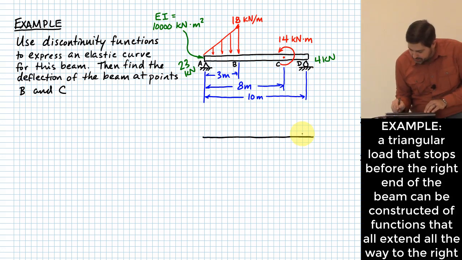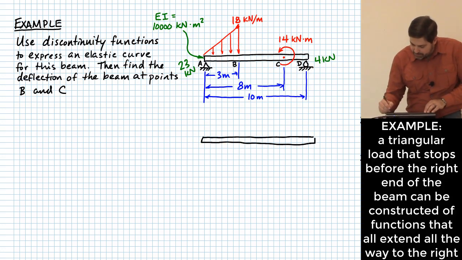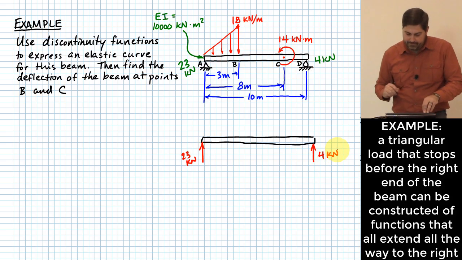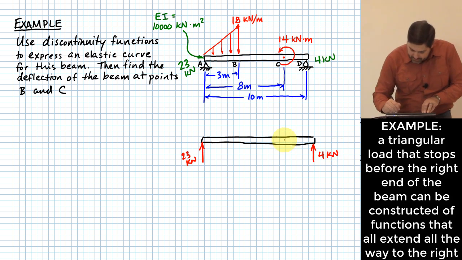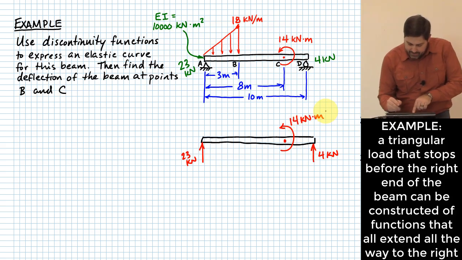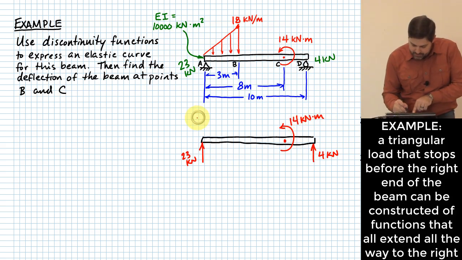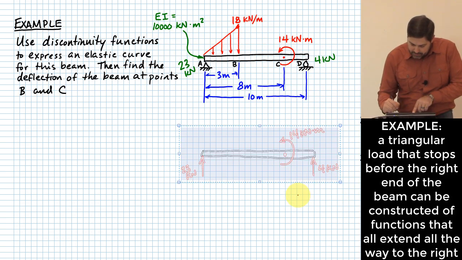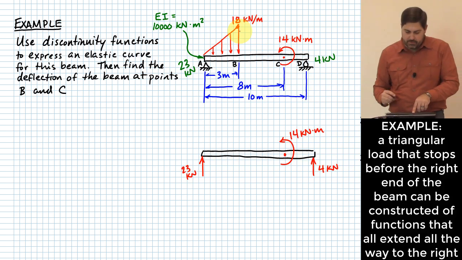Okay, so let me say here's the beam. Let me also put on my reactions that I was talking about earlier, right? So this is going to be 23 kilonewtons of reaction right here. This is 4 kilonewtons of reaction right here. We still have our 14 kilonewton meters. That doesn't really change, so I'll put that on here, 14 kilonewton meters. And then over here is where I'm going to start showing you how we can construct our distributed load that is given in this situation.